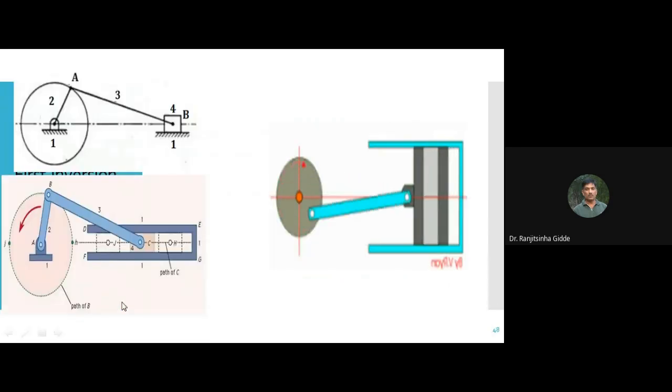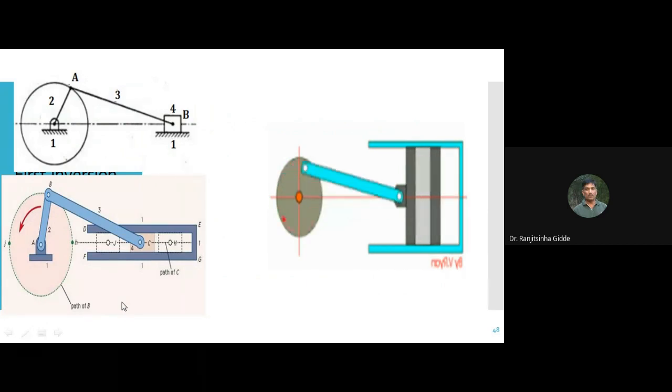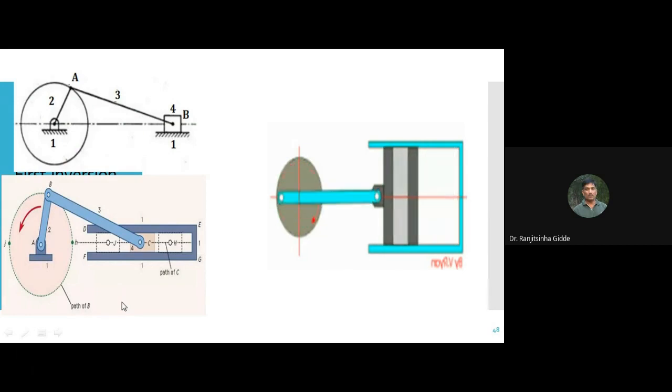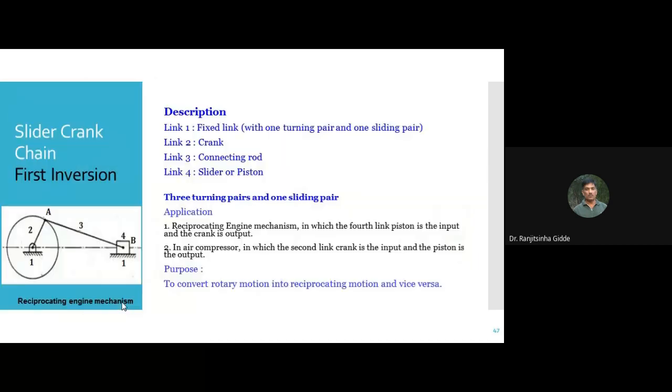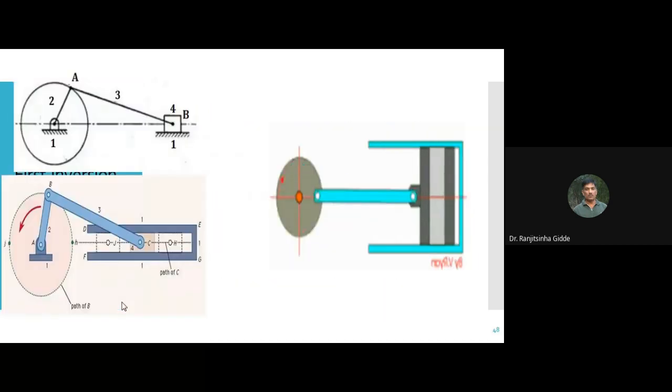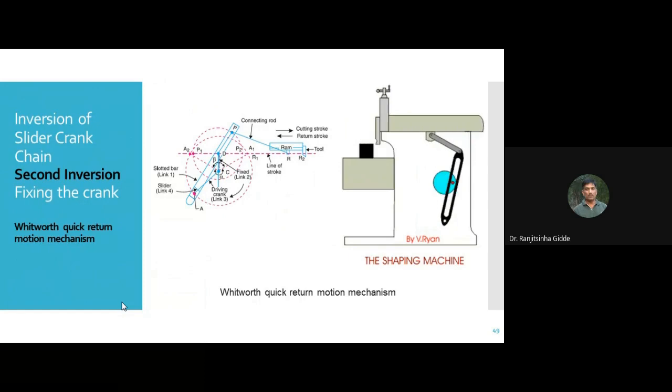This we have seen, its purpose is to convert reciprocating motion into rotary and vice versa, as in the case of the air compressor. Then the second inversion of the slider crank chain, that we are going to see. Basically, the Whitworth quick return motion mechanism is the second inversion.